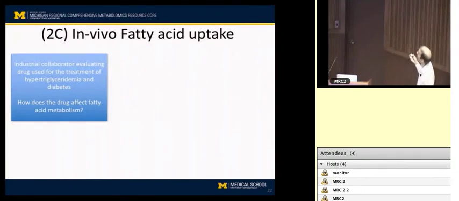Okay, so 2-carbon in vivo fatty acid uptake. This is another example of Mahmoud's, which I think was pretty cool. An industrial collaborator was interested in evaluating a drug for the treatment of hypertriglyceridemia and diabetes, and the question was, how does the drug affect fatty acid metabolism?